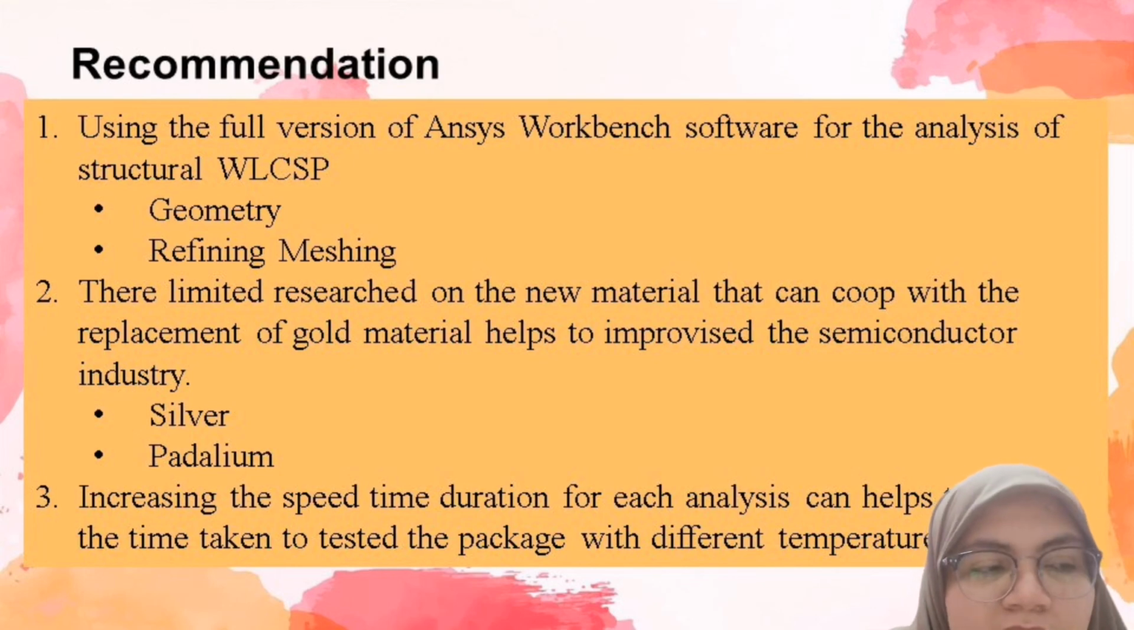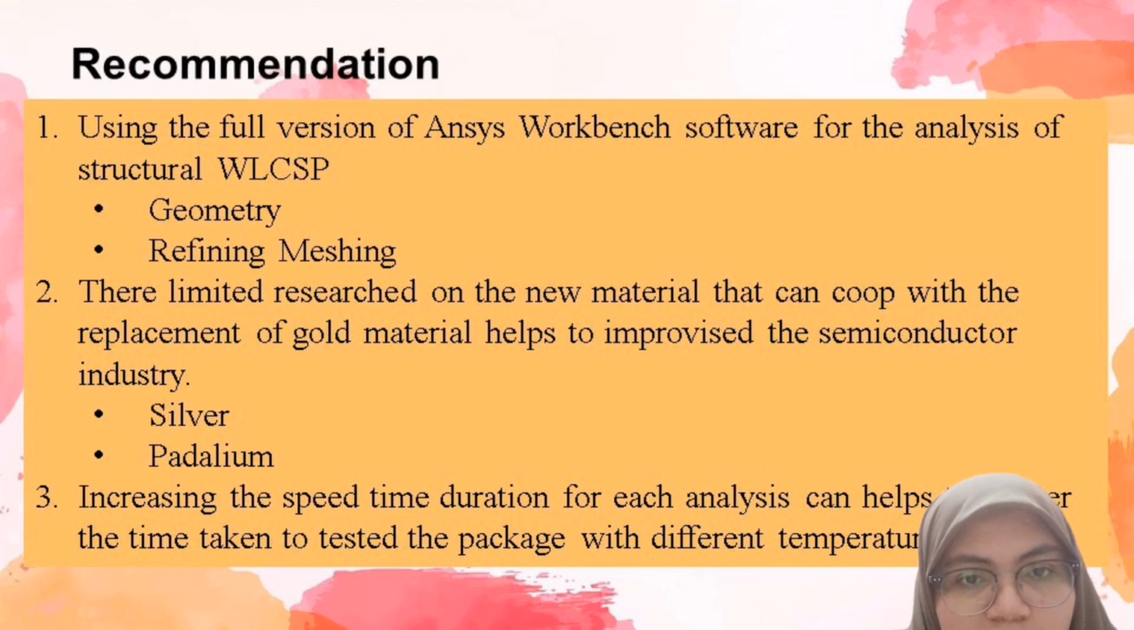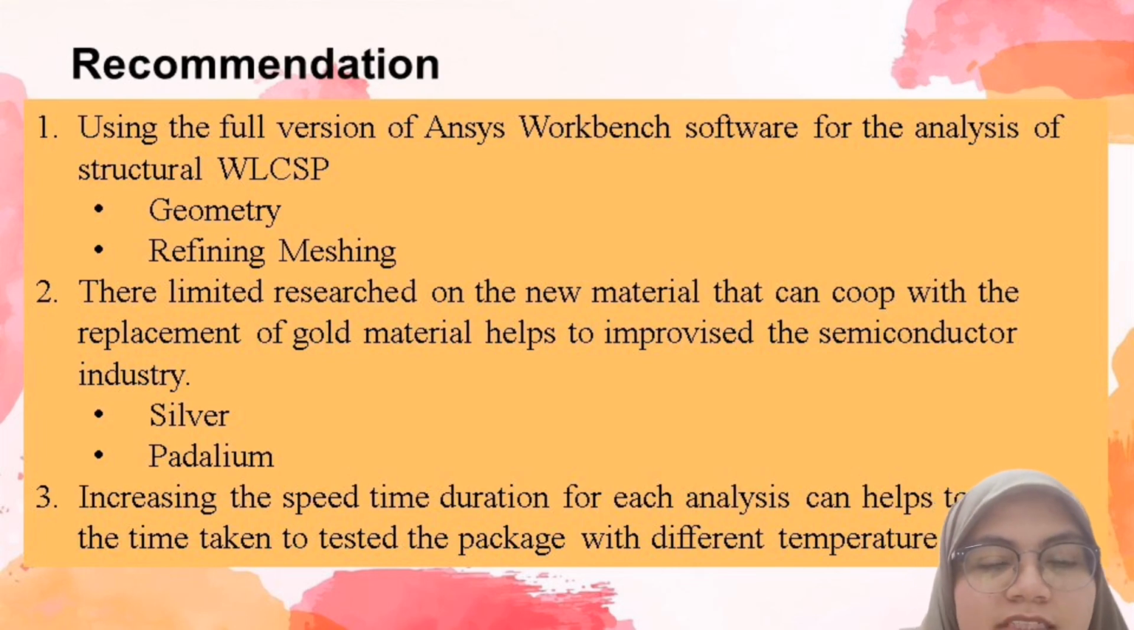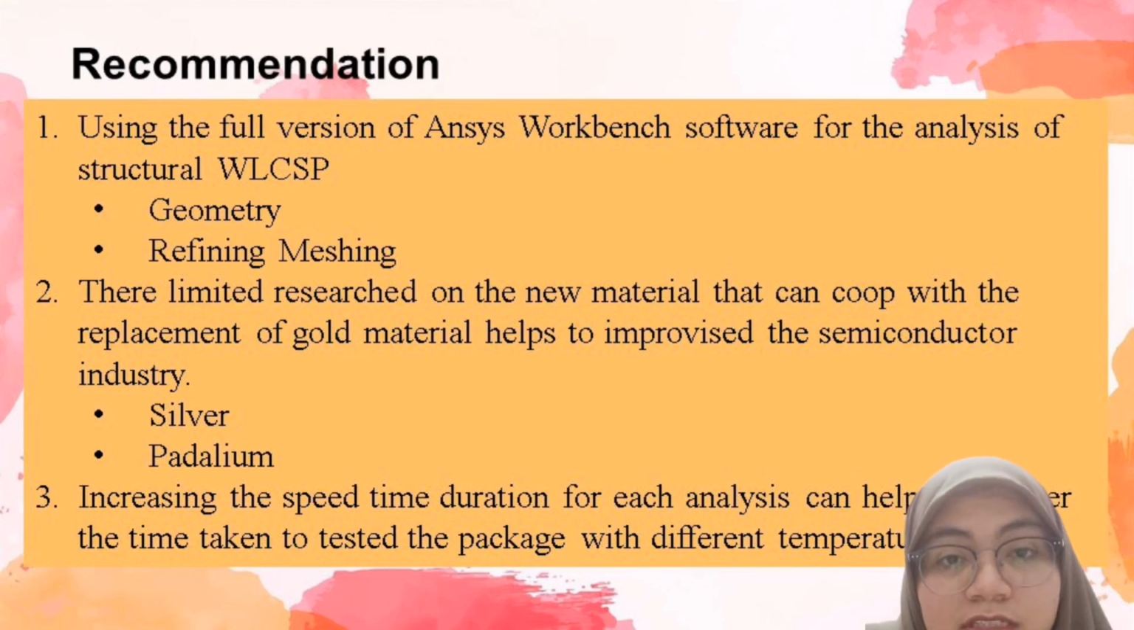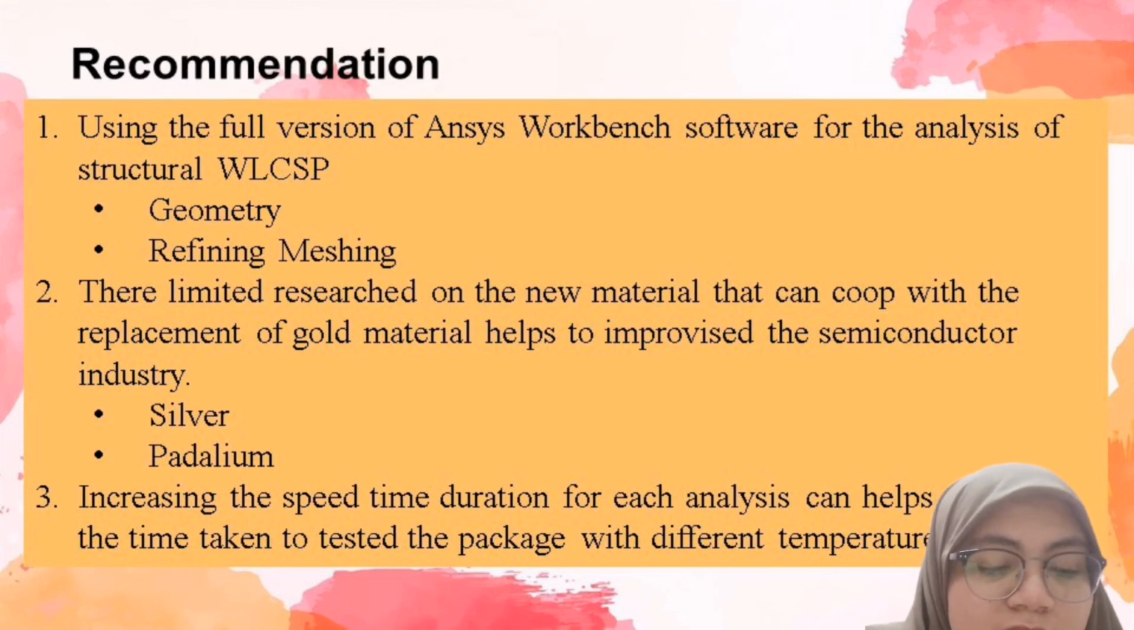inside the package itself. So next is limited research on new materials that can cope with replacing the gold material itself, to help improve the semiconductor industry. There are a few papers that suggest we use silver and palladium, but we should know the certain properties they contain, such as silver, which has high conductivity but lower Young's modulus, which can cause the wire bonding to break easily. So the improvement of the material itself should be increased in the industry.